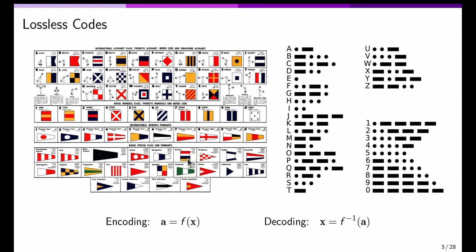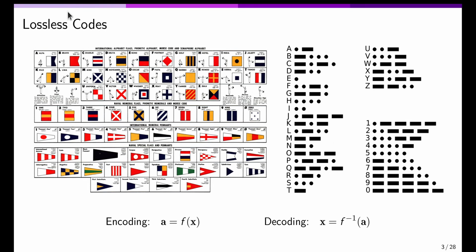Just like in the international flag alphabet, each flag indicates a different letter. We're trying to represent a letter, and it gets mapped into the presence of flags. In Morse code, we're trying to represent letters, and they get mapped into dots and dashes.